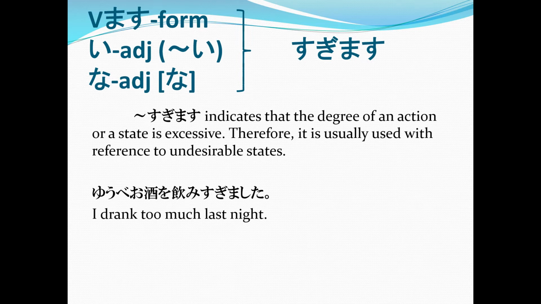Example: Yube osake wo nomisugimashita. I drank too much last night. Nomisugimasu means drank too much. But since it happened last night, we use the past form, which is sugimashita. So the verb masu form of nomimasu is nomi, and then we add sugimasu or sugimashita because this one is from last night.